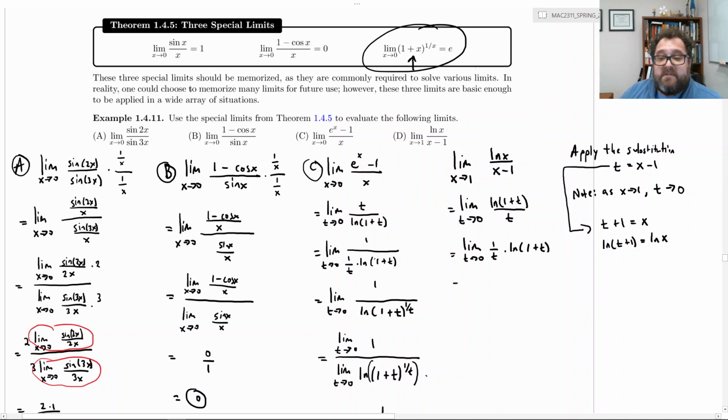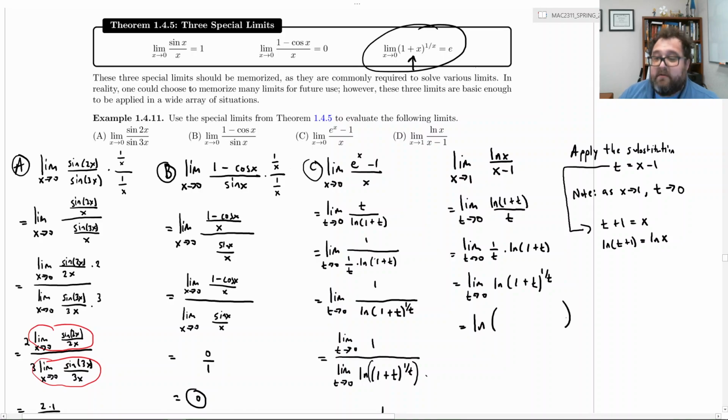But now we can use that power property of logarithms, just like we used on the previous problem. And we could say this is natural log of 1 plus t to the 1 over t power by applying that power rule of logarithms. And now we're at the exact same point we were on the previous problem, and we can now apply the composition property of limits, which says we can take the limit of the inside function.